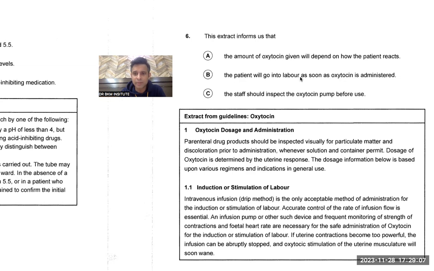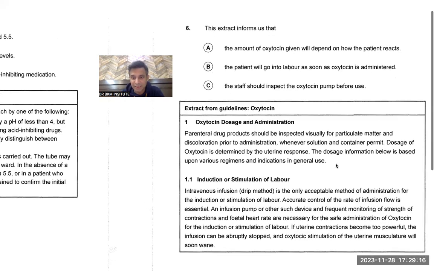The patient will go into labor as soon as oxytocin is administered. That means they are saying that the patient will go into labor as soon as oxytocin is administered. Intravenous infusion is the only method, accurate control, frequent monitoring, induction, and the infusion can be stopped abruptly, but it's not talking about the phrase as soon as oxytocin is administered. Let me read the whole thing, because if I do not read the whole thing, I will not be able to tell you well. The dosage information is based on this, and over here only one line was given, that dosage of oxytocin is determined by the uterine response. That means how the patient reacts.